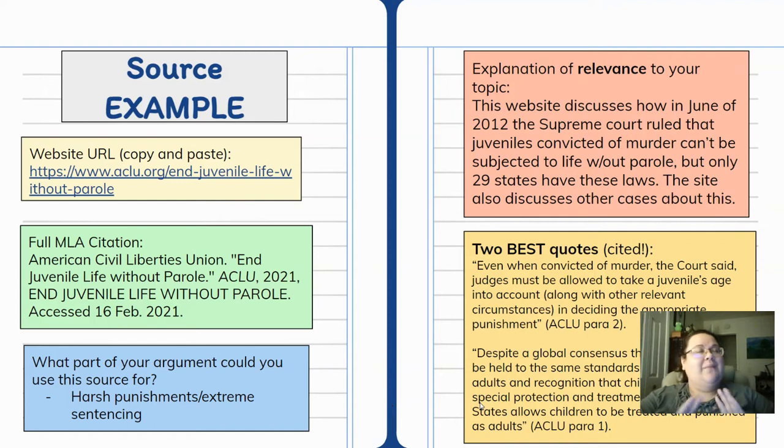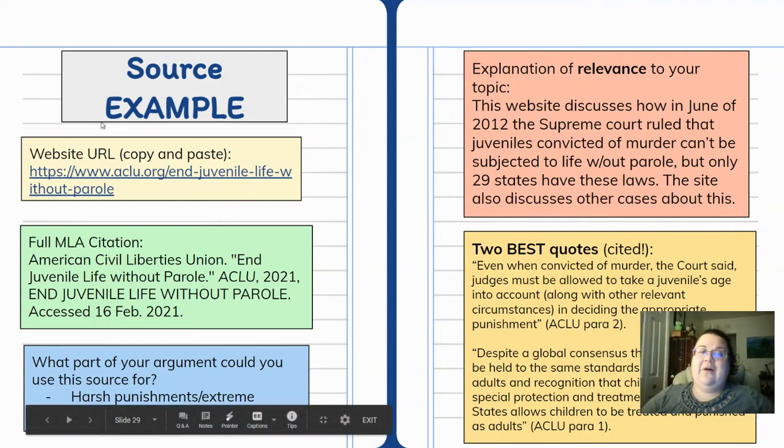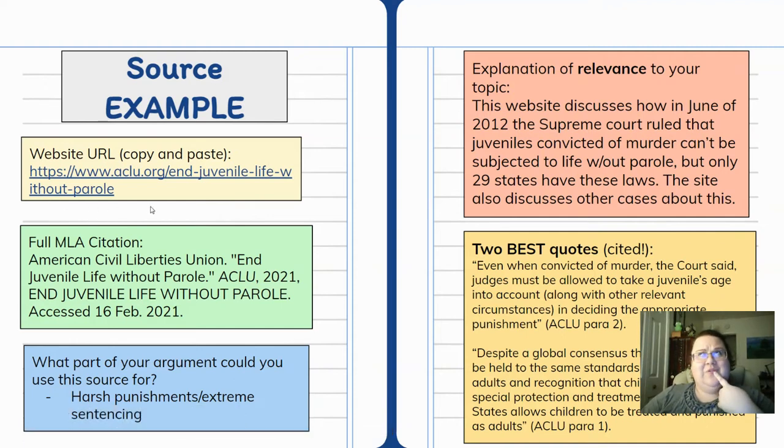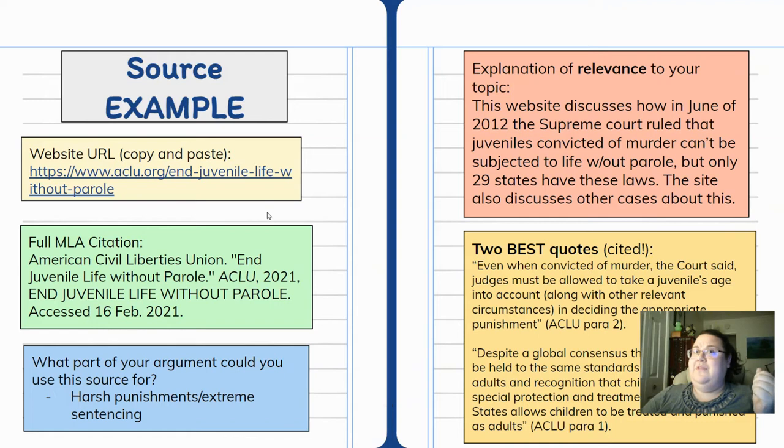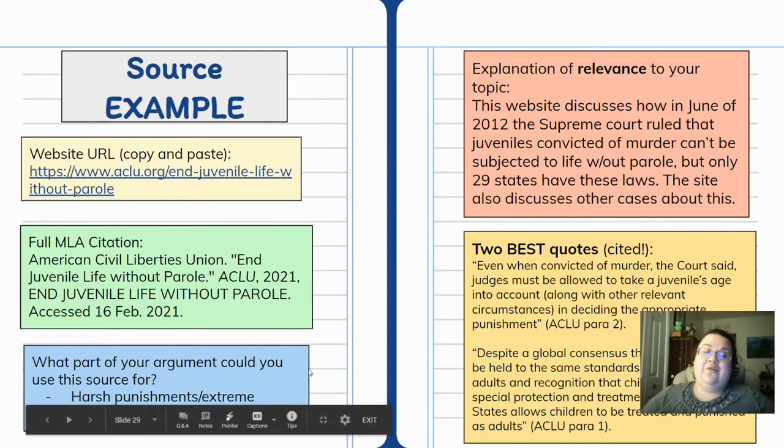So let me give you an example of what it should look like. A source example is going to have the website URL. Now, does that look familiar? Maybe from our 3 sources that we did last week? An MLA citation? Again, does that look familiar? Could it be from this work that we did last week? And what part of your argument is this source going to be used for?